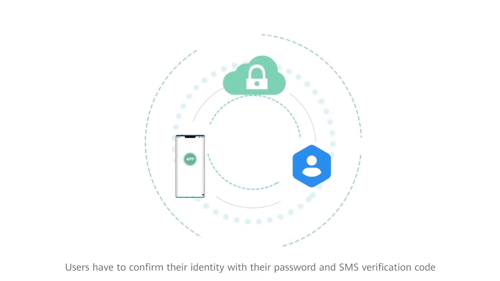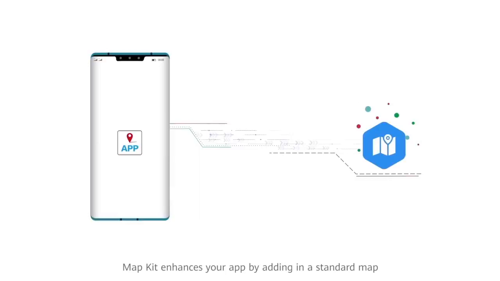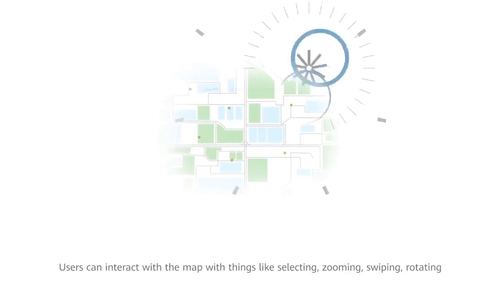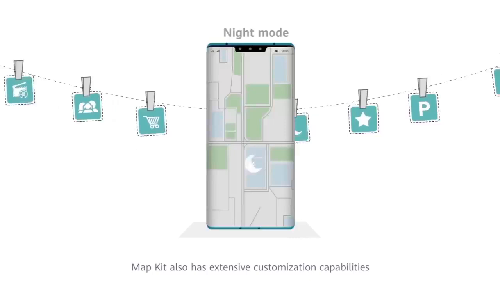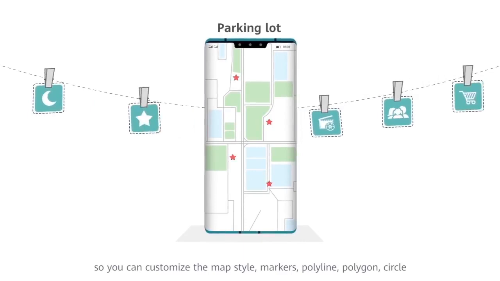Map Kit enhances your app by adding in a standard map, where you can point out places to your users. Users can interact with the map with things like selecting, zooming, swiping, rotating, and switching between 2D and 3D. Map Kit also has extensive customization capabilities, so you can customize the map style, markers, polyline, polygon, circle.